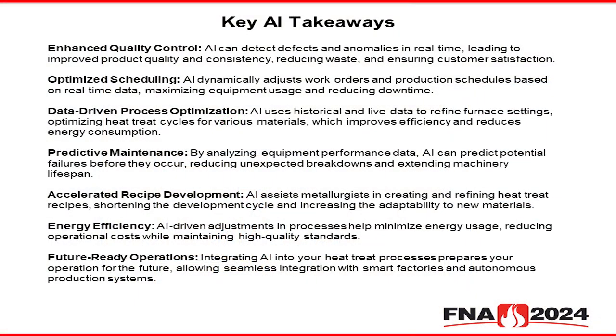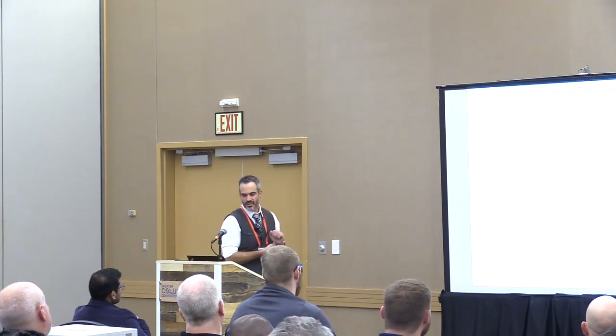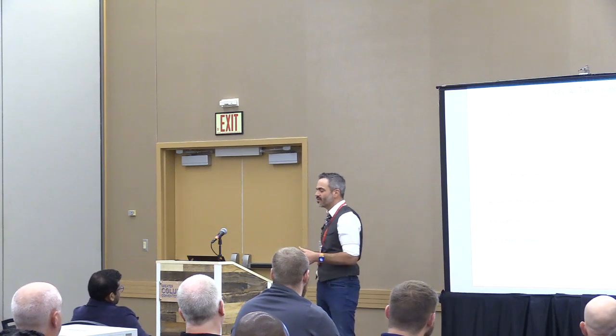Data process optimization. AI uses the history of everything that's going on. So anything that we want to optimize as far as efficiency and energy consumption is going to be done through the data collection process with AI: predictive maintenance, accelerated recipe development, and improving our recipes through AI, energy efficiency, and honestly getting everything future ready. There are going to be things that we didn't even imagine that are possible to create the most streamlined, lean operation possible.